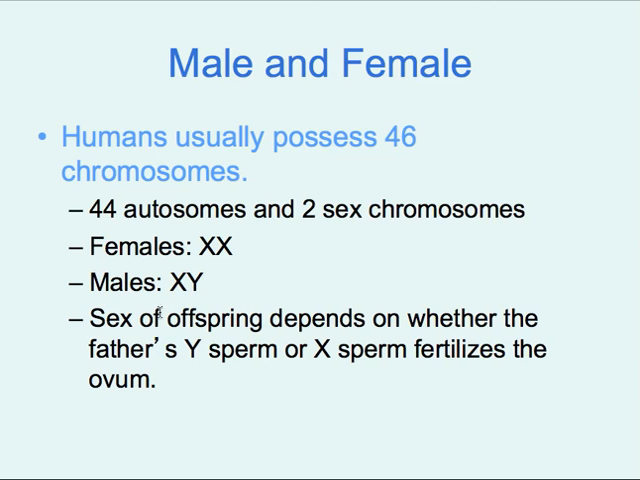So the sex of the offspring depends on whether the father's Y sperm or X sperm fertilizes the ovum. In other words, it's always the male that determines the sex of the offspring because males have XY. They can pass on either the X or the Y. Females only have XX. So no matter what, they're going to pass on one of the X's. 2 X's makes a female, an X and a Y makes a male.